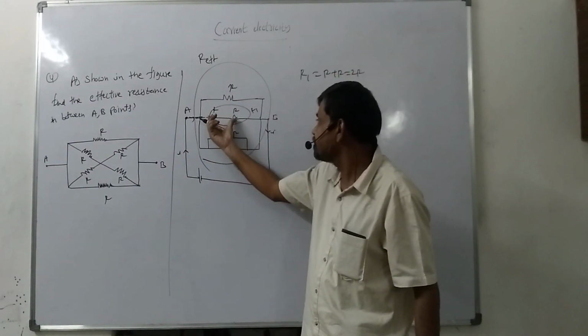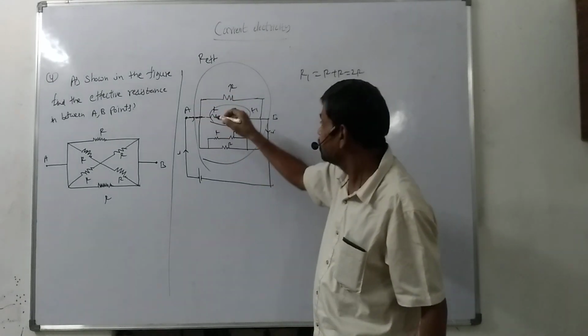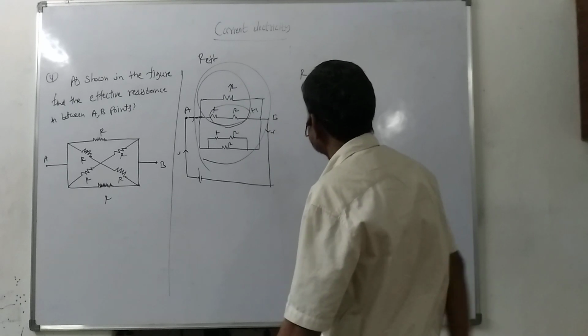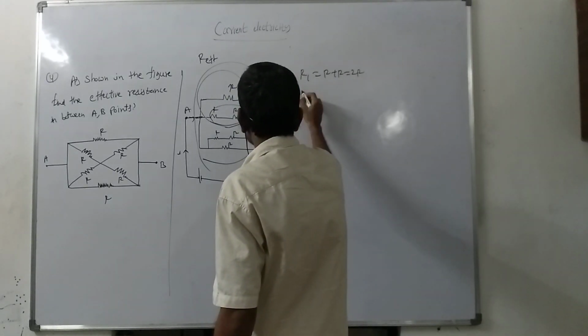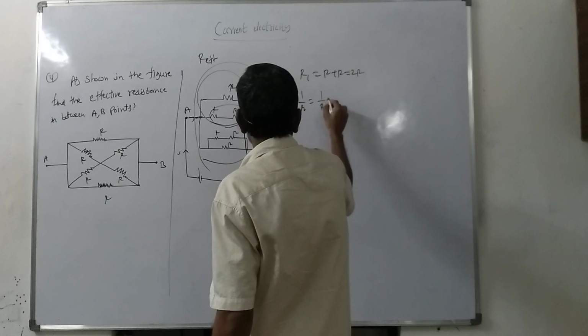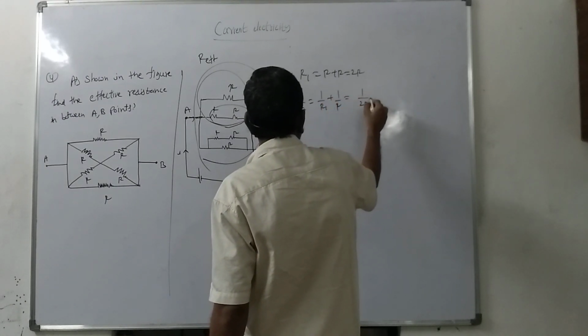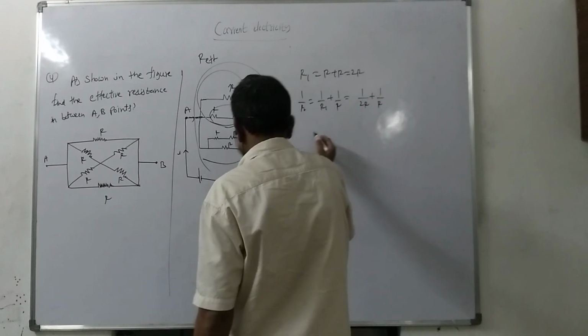This is resistance and this is in parallel, because you are not splitting up. So, that effective resistance I am taking as R2. What is R2 now? 1 by R2 equals 1 by R1 plus 1 by R. So, 1 by 2R plus 1 by R.